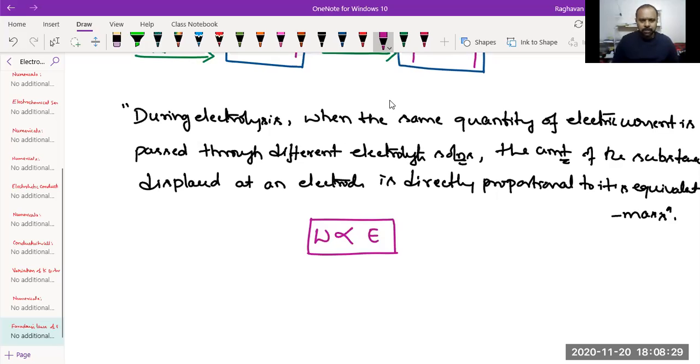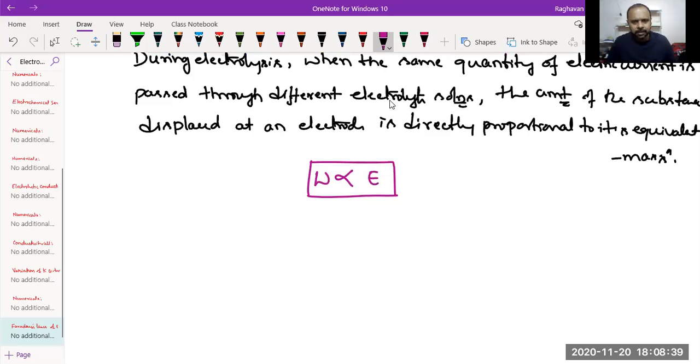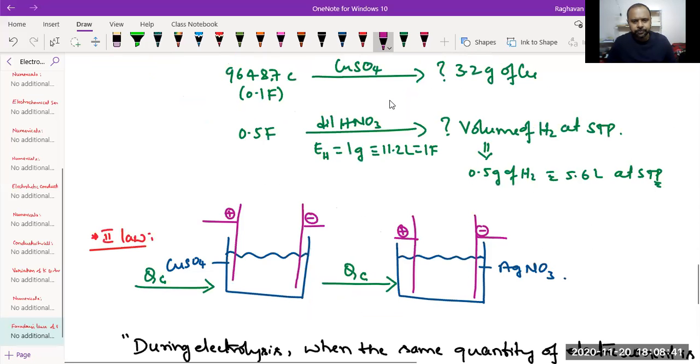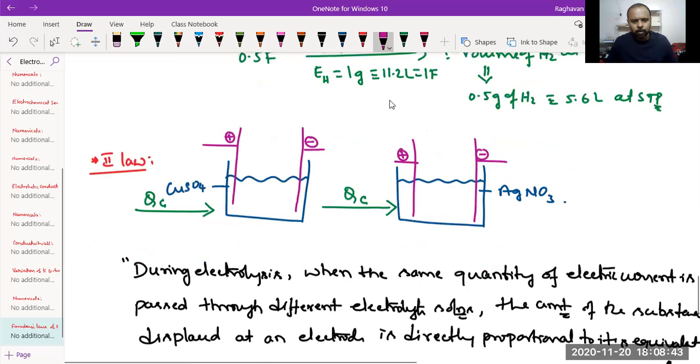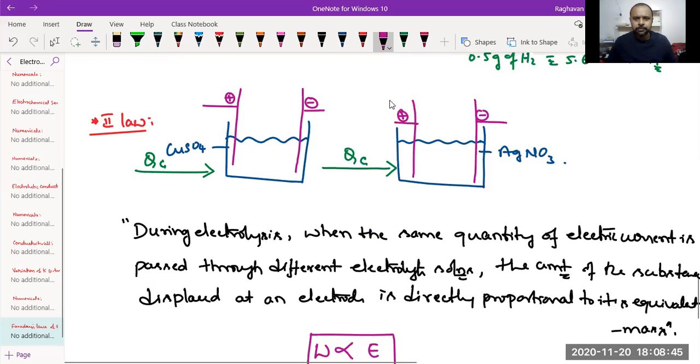Now let us make one generalized statement for the second law so that we can use it to solve all numericals. Those who are writing can write. Should I give time or have you written already? I'll proceed.